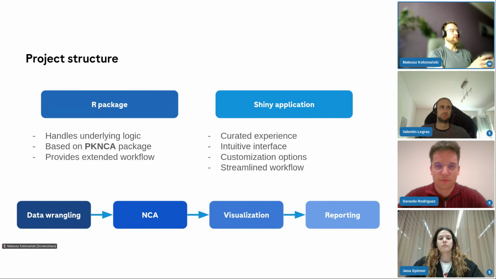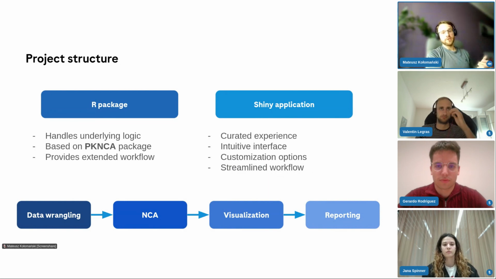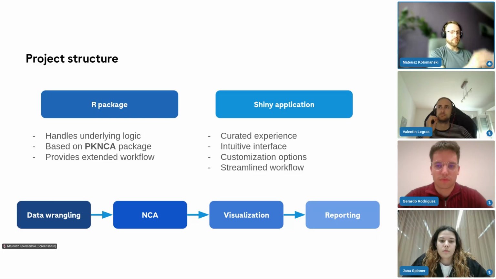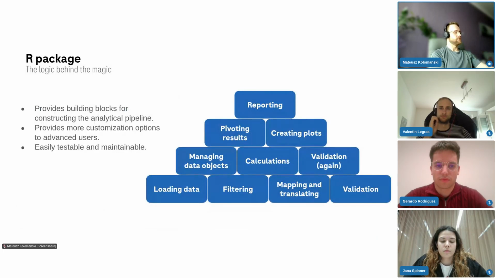And with this package, we ship the Shiny application that was showcased, which is a bit more curated, provides a graphical interface, and encapsulates a bit more streamlined workflow, but still provides a lot of customization options. The R package is basically a bunch of building blocks that we use to create the analytical pipeline within the app. And this provides the opportunity for the users to create their own pipeline if there is any to do so. This also makes the whole process easily testable and maintainable.